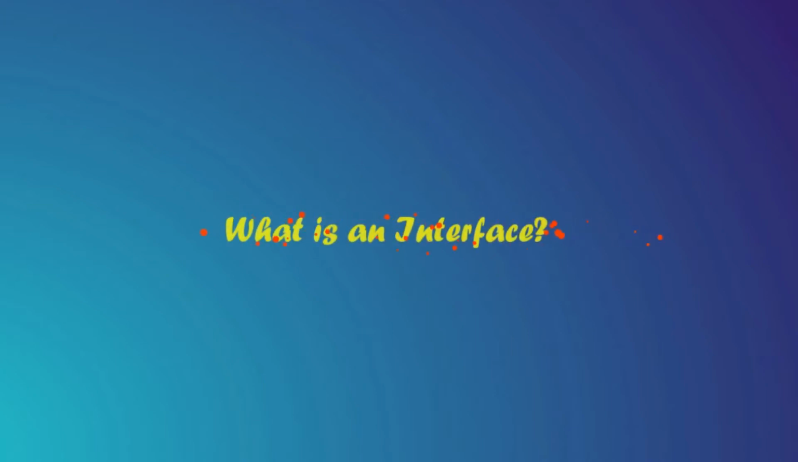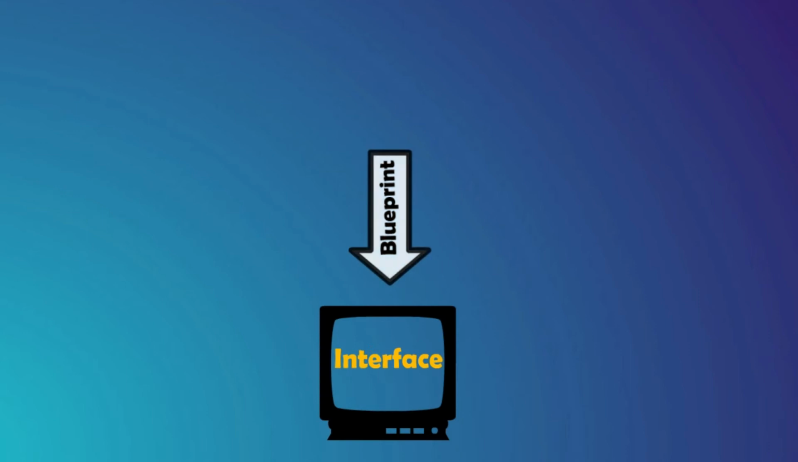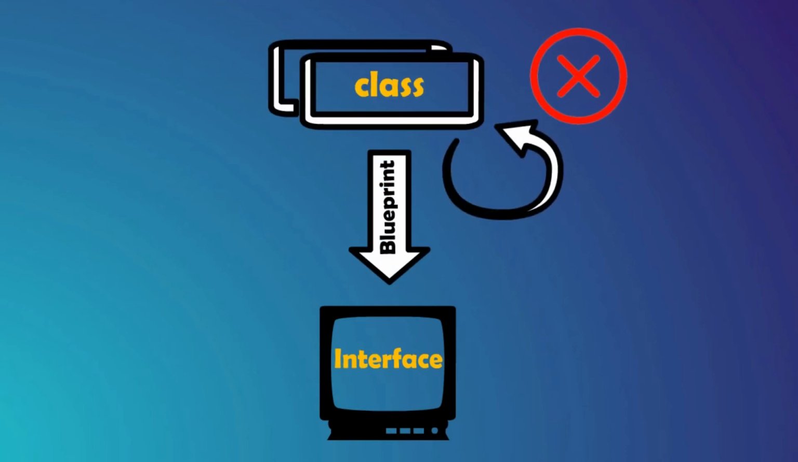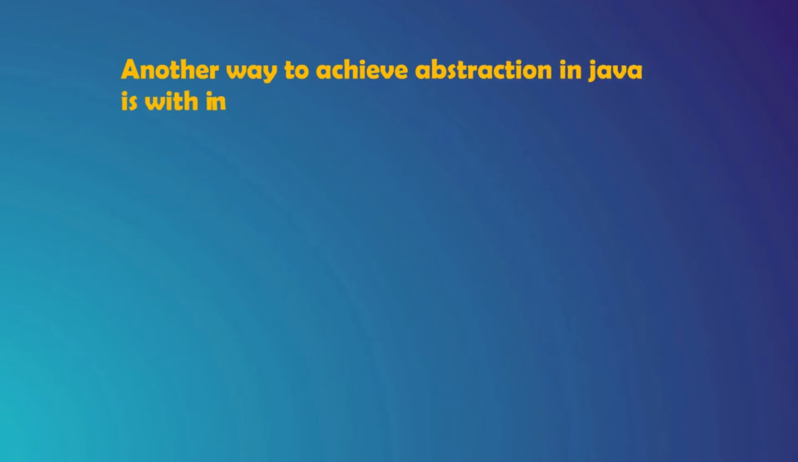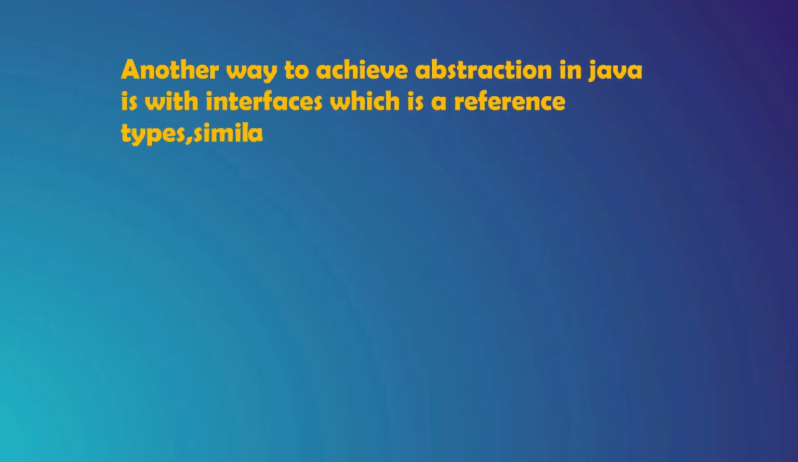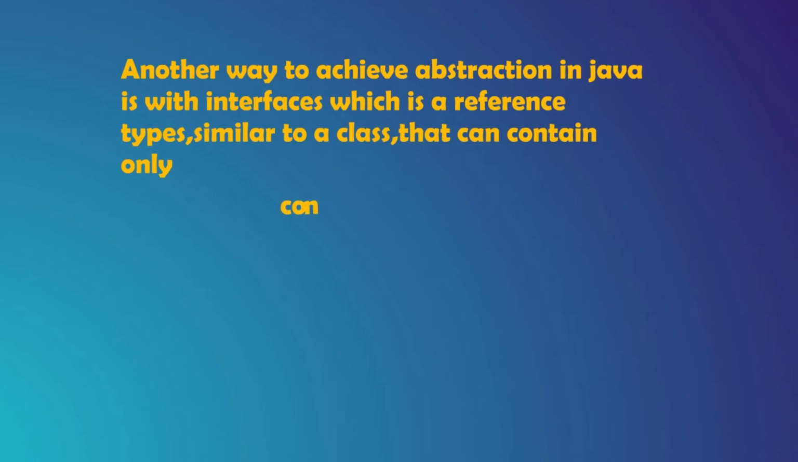In this tutorial, we will learn about Java interface. Before going into the main program, let us first discuss what an interface in Java is. In the Java programming language, an interface acts as a blueprint for a class but by itself does not comprise a class. Another way to achieve abstraction in Java is with interfaces, which are reference types similar to a class that can contain only constants, method signatures, default methods, static methods, and nested types.